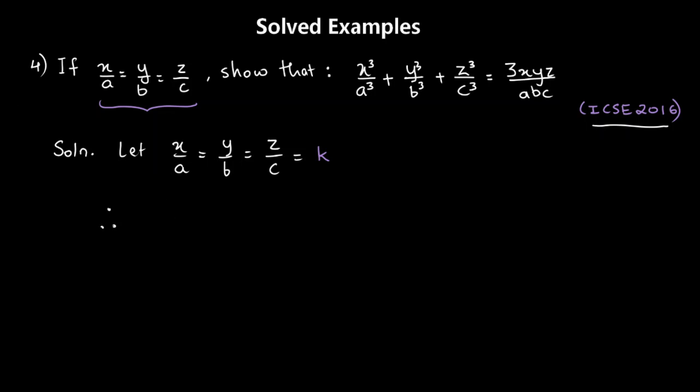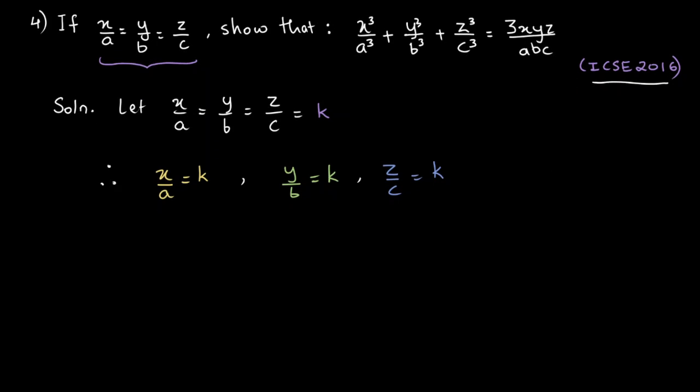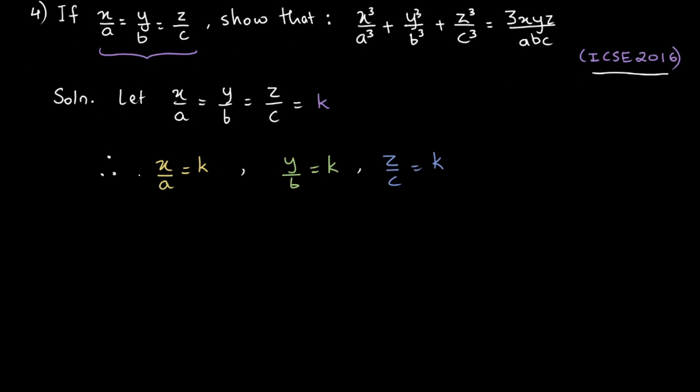So I can start by saying therefore x upon a is equal to k, and y upon b is also equal to k, and z upon c is also equal to k. Now what do I do with this information? The idea here would be to rearrange these terms.